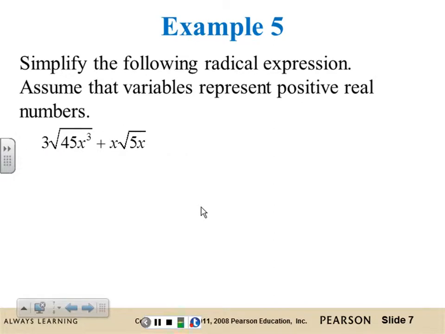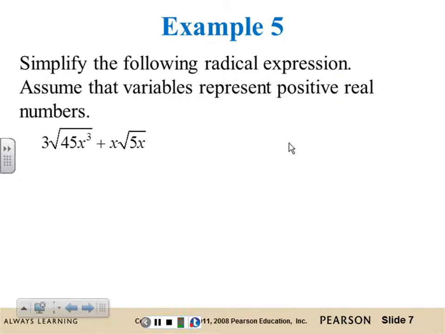So what about variables? Simplify the following radical expression, assume that variables represent positive real numbers. That just means we can't have negatives, and we know that. So look under here. I have the same index. I'm doing square roots, so that's okay, but my radicands are not the same. So let's see if we can get them to be the same.